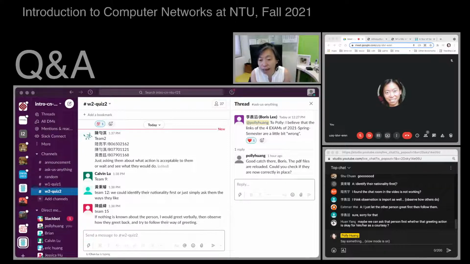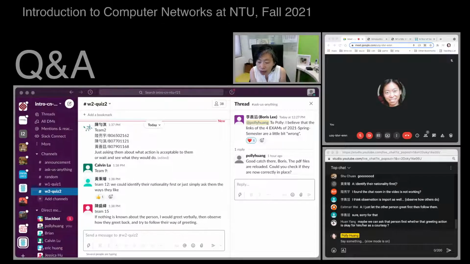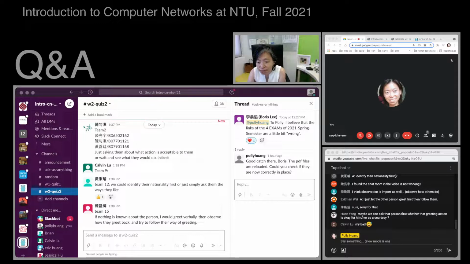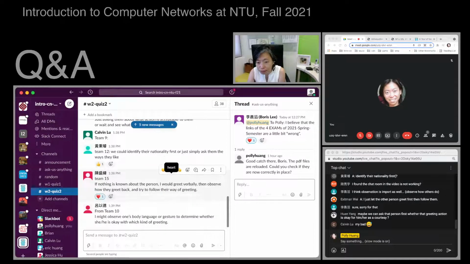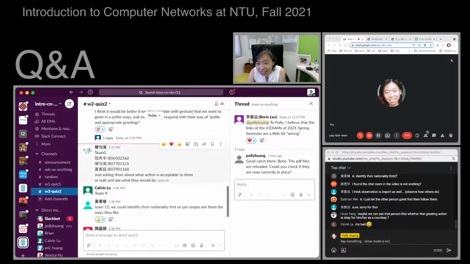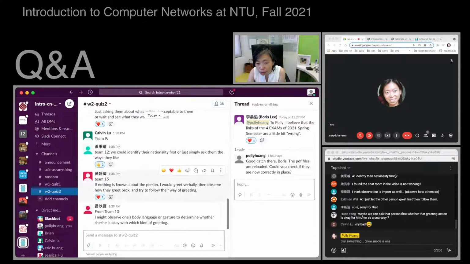Calvin, team 9, probably hit return a little too fast, so let's wait for Calvin or team 9 to add in. Bing Rui, you typed the solution you came up with from YouTube chat to Slack. Sheng Wei from team 15: if nothing is known about the person, I would greet verbally. Yeah, of course, very general, very nice, very thoughtful. Then observe how they greet back and try. Definitely. Bing Rui, is this from you guys? Yeah, it is from you guys. Okay, this is great, a perfect demonstration as well.